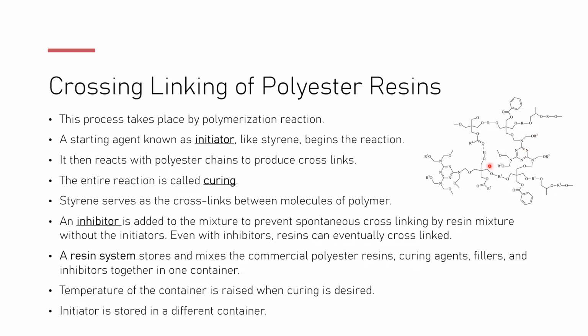So the starting agent, the same thing, you have an initiator, and it can be a styrene, and then it's going to begin the reaction and react with the polyester chain. It's a typical polymerization reaction. Start with a styrene initiator, then it reacts with a chain and produces all the cross links, right?